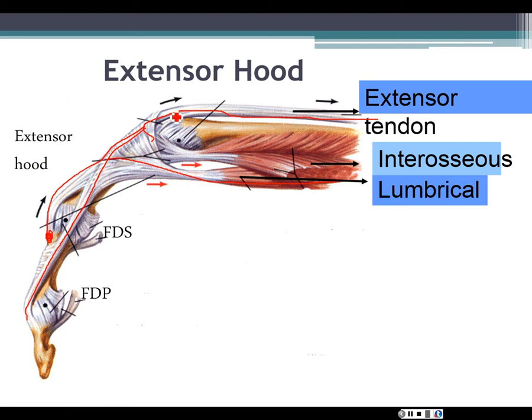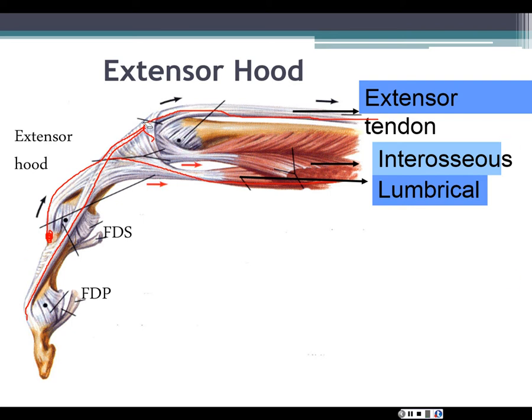But your extensor digitorum is going to have one insertion into the base of the middle phalanx, and then it's going to split around. This setup is going to be really important in order for us to understand different injuries that we see, because if we rupture a part of this hood, we're going to get specific types of deformities. So understanding how this all works together is important. And because the lumbricals actually join up with the extensor hood, that's why they do extension of the PIP and DIP, but they do flexion of the metacarpophalangeal joint.